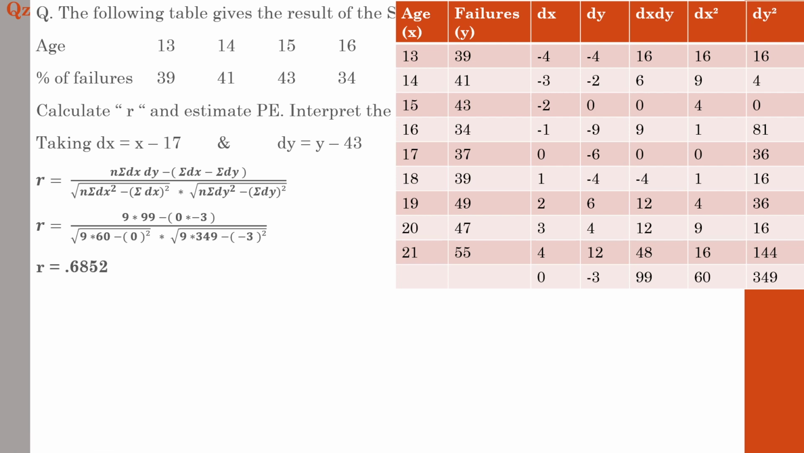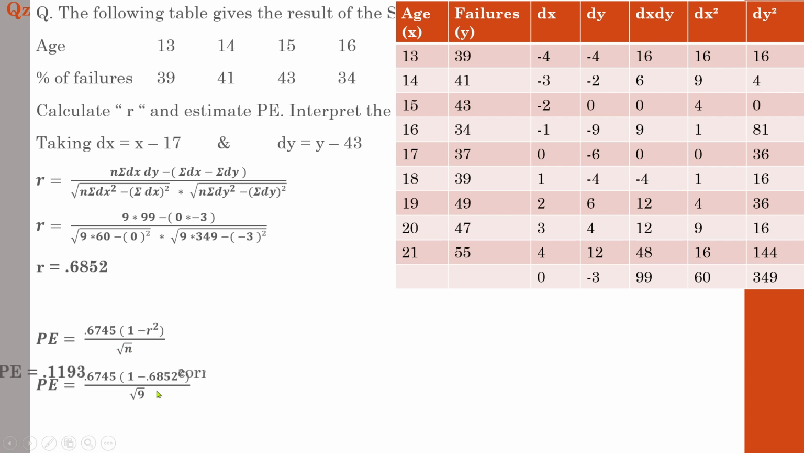So once you found r, you need to find p, because in the question you are asked to find r as well as p. So next let us find p. Here the equation of p is 0.6745 into 1 minus r square by root of n. So just substitute the value of r and n. So p equal to 0.6745 into 1 minus 0.6852 square divided by root of n, where n is 9.